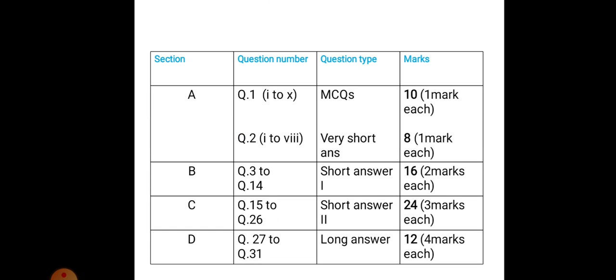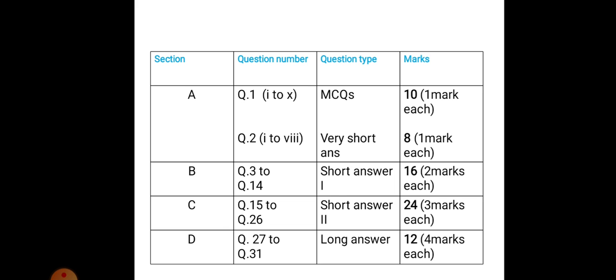I have summarized here all the sections in a tabular form, so you can have a look at this table to get an idea about your question paper. Section A carries only two questions, question 1 and question 2, but there is no option for this section. All the questions are to be attempted. First one is MCQs, 10 marks, 1 mark each. Second one is for very short answers, one liners or one words. It carries 8 marks, 1 mark each.